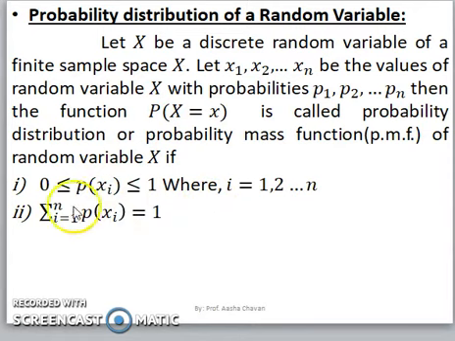So if these two conditions are satisfied by the experiment, then only can we say that the given function is called probability distribution or probability mass function. In short, we call it PMF of random variable x.